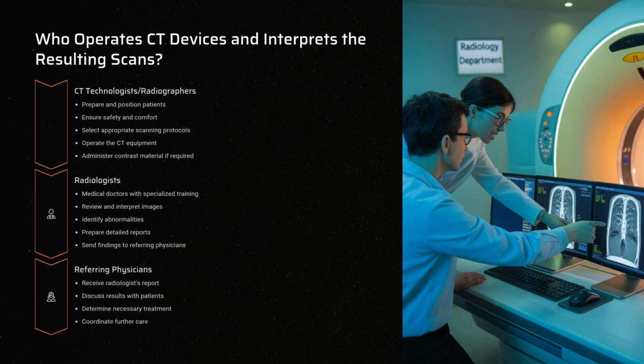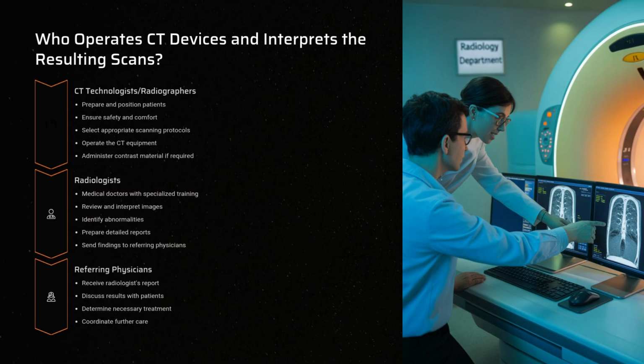Understanding who is involved in the CT scanning process is also key. The actual operation of the CT scanner is performed by highly trained professionals called CT technologists or radiographers. These technologists are responsible for preparing and positioning the patient for the scan, ensuring their safety and comfort, selecting the appropriate scanning protocols as determined by a radiologist, and operating the sophisticated CT equipment. They also administer contrast material if it's required for the scan.